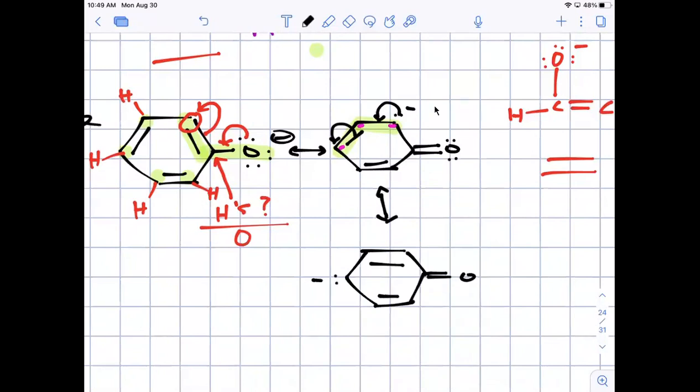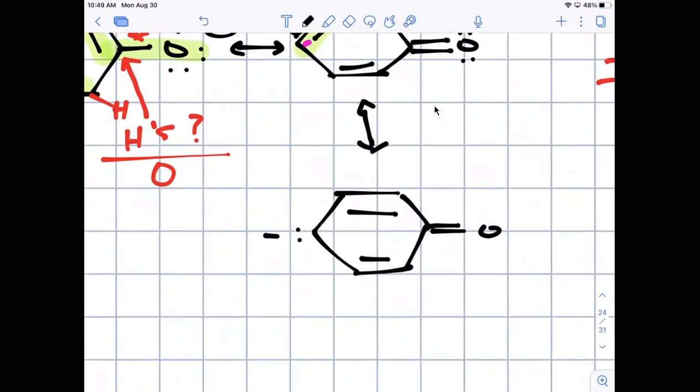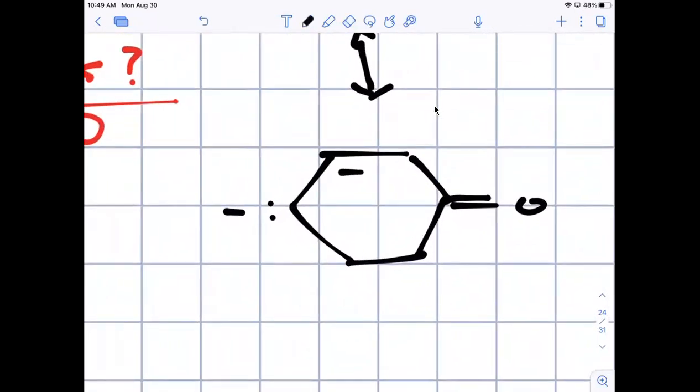And how do I know that that carbon has a formal charge of -1? We talked about formal charge already, right? All right, we're going to come back to that, right? But it has a formal charge of -1.